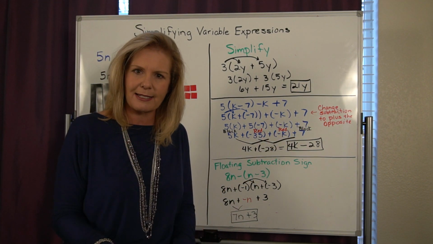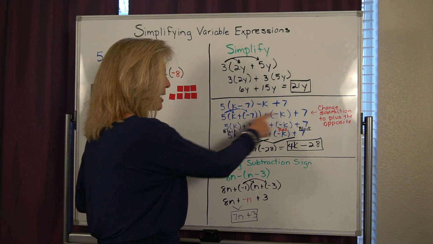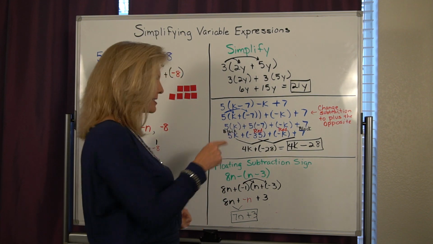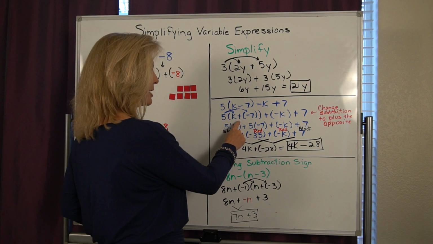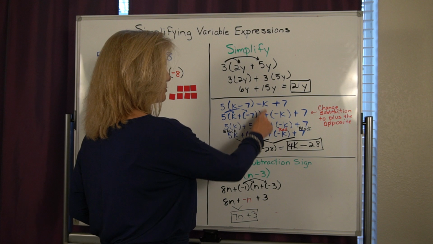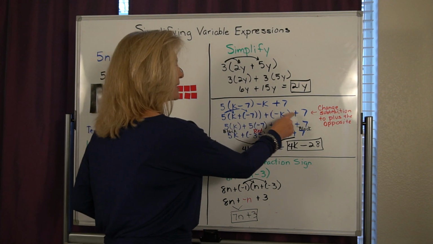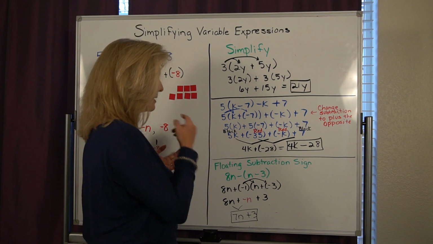It helps us see our integers. So don't ever take any steps until you actually rewrite that expression. So I'm going to change that subtraction to plus, and that positive 7 goes to a negative 7. And that subtraction to plus, and that positive k goes to a negative k. Now that's already a plus. I don't have to do anything with it.